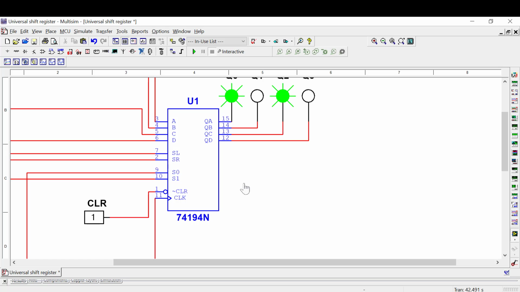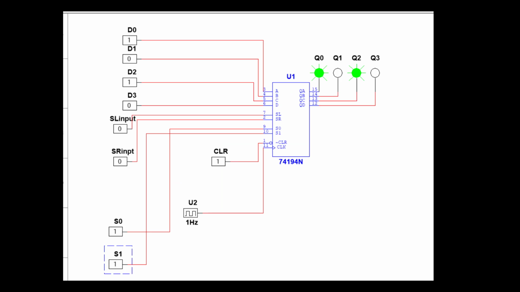Now we'll try to see the operation of it. Now let's start our operation. So these are my parallel inputs, D0 to D3, and this is my serial data input, which is going to be left shifted. This is the serial input data, which is going to be right shifted, and these are my select lines. Now if you look here, it's already having 1010 at the output lines. I'm going to clear it. Let's run the simulation. Now everything is cleared. Now I'm going to make both select lines 1 1.